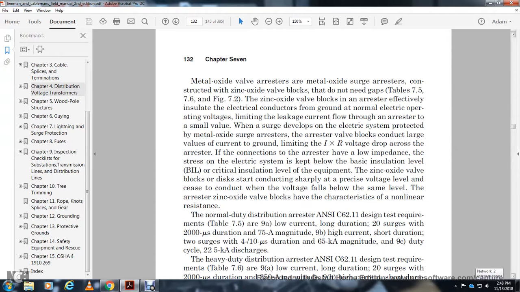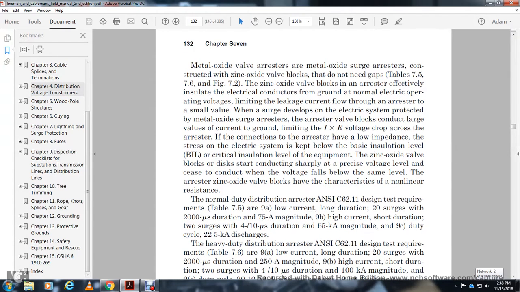Zinc oxide valve blocks start conducting sharply at a precise voltage level, and stop conducting when the voltage falls below the same level. The arrestor zinc oxide valve blocks have a nonlinear characteristic. Arrestor ANSI C62 lab design test requirements table.